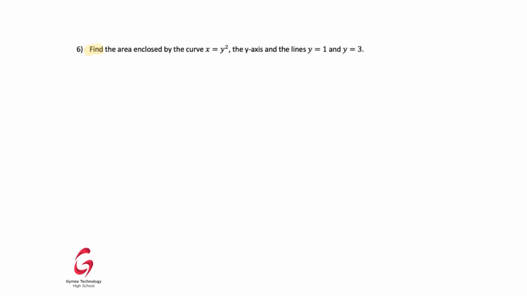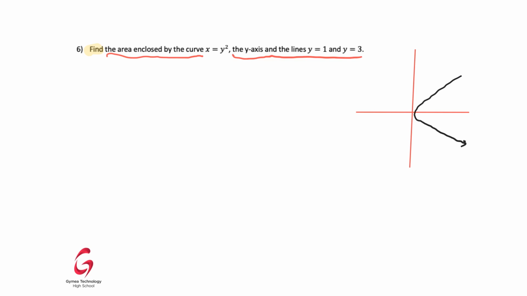In example number 6, it says find the area enclosed by the curve x equals y squared, the y-axis, and the lines y equals 1 and y equals 3. Okay, so let's start with a quick sketch. This one is x equals y squared, our sideways parabola, and we're asked to find the area between this point here of 1 and this point here of 3.